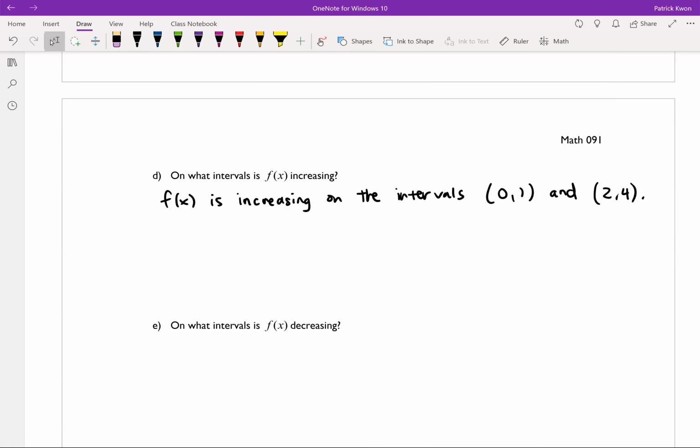So the answer for this one is going to be f of x is decreasing on the interval negative infinity to 0. Okay?